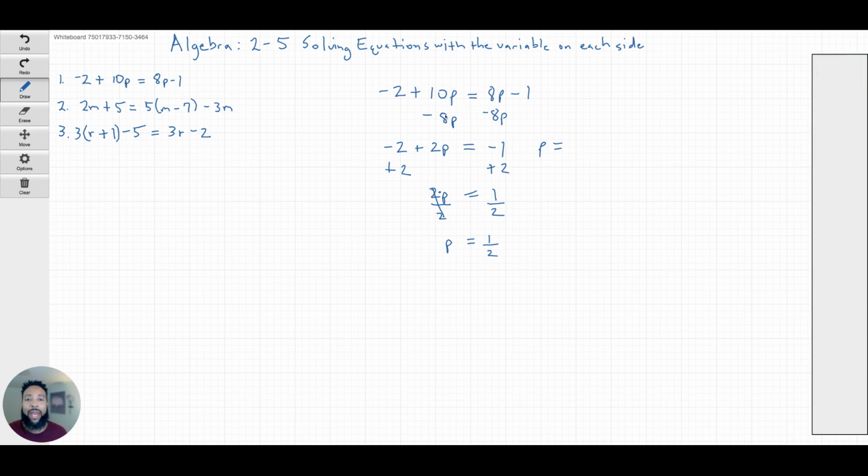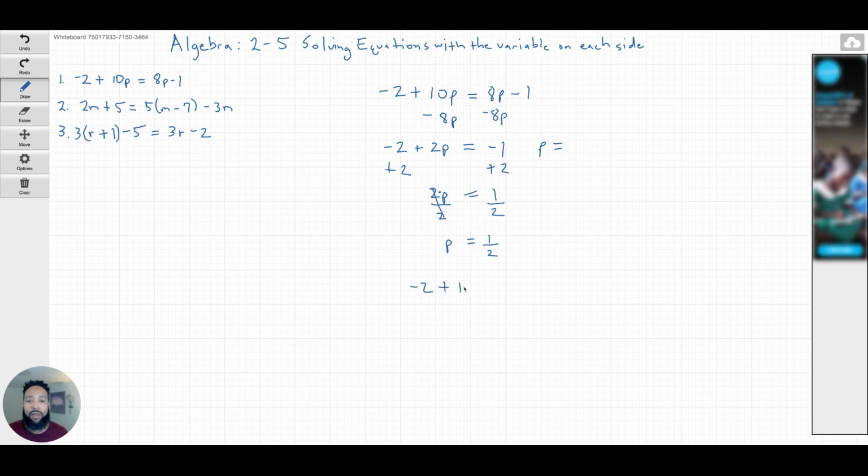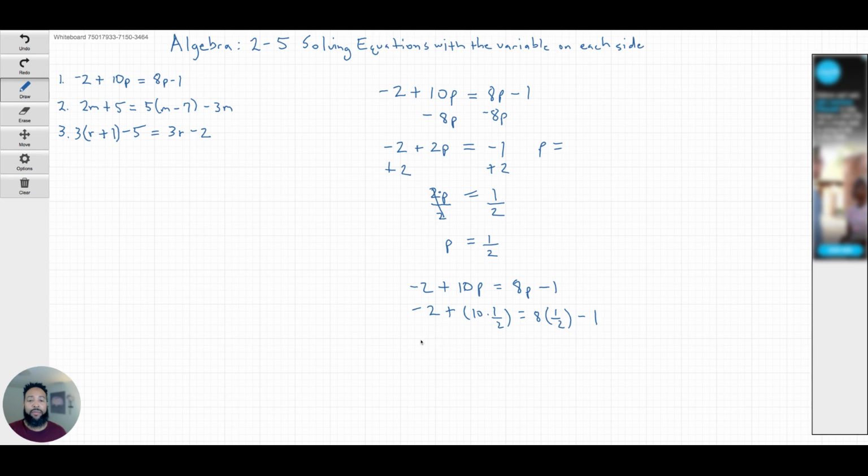And then you can go back to check your answer. So if we were to go back to our problem, negative 2 plus 10p equals 8p minus 1. You always want to go back and check your problems to make sure that what you did was correct. So if I plug in p here, we'd have negative 2 plus 10 times 1 over 2 equals 8 times 1 over 2 minus 1.